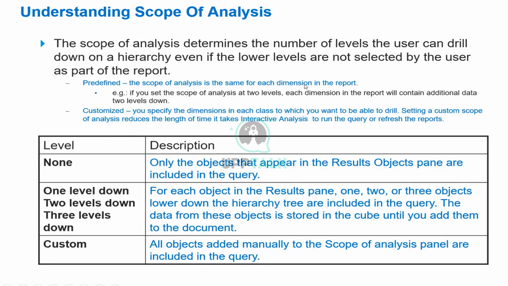The scope of analysis is the same for each dimension in the report. If you set the scope of analysis at 2 levels, each dimension in the report will contain additional data 2 levels down. For example, year, quarter, month is also one hierarchy. If you select year in the result objects, and we selected 2 levels in the scope of analysis, then even if we don't have the lower objects in the result objects, we can drill down those 2 levels in the report for our analysis purpose. That is about scope of analysis.